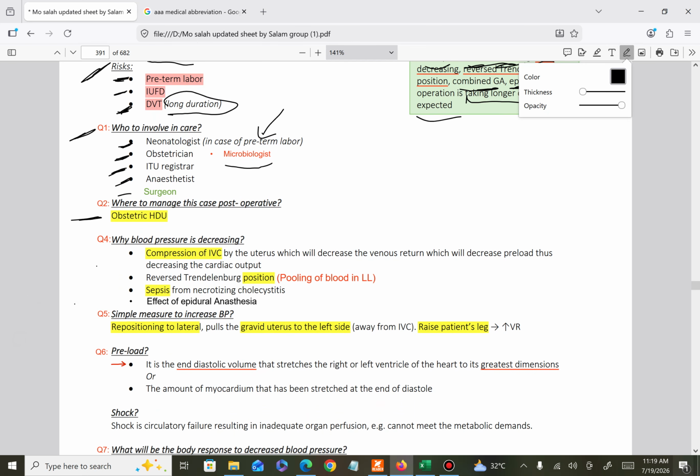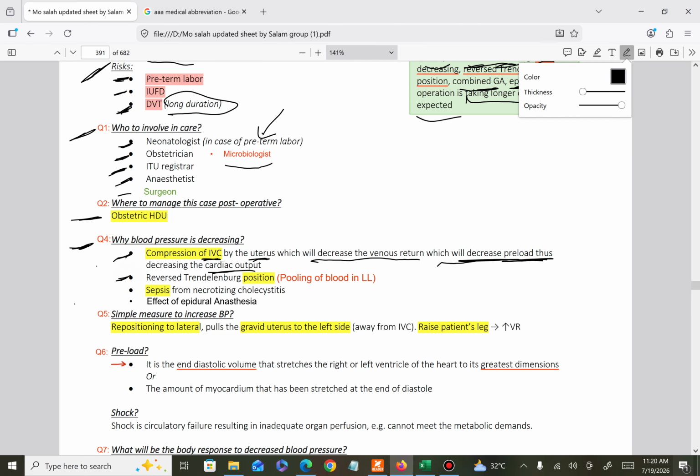Then why is the blood pressure decreasing? It has many reasons. Compression of the inferior vena cava by the uterus will decrease the venous return, which will decrease the preload, thus decreasing the cardiac output. This is the Frank-Starling mechanism. Decreasing the venous return will decrease the preload, and decreasing preload causes a decrease in cardiac output.